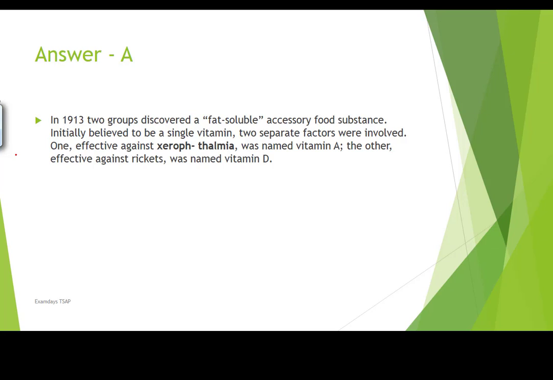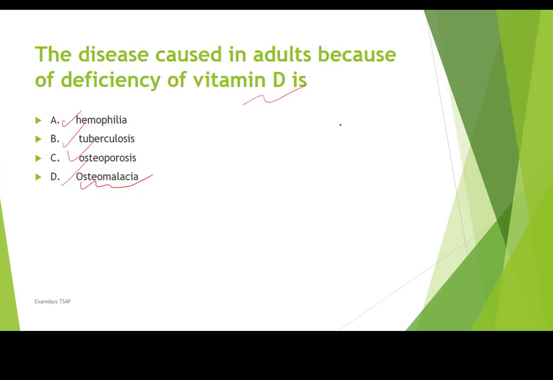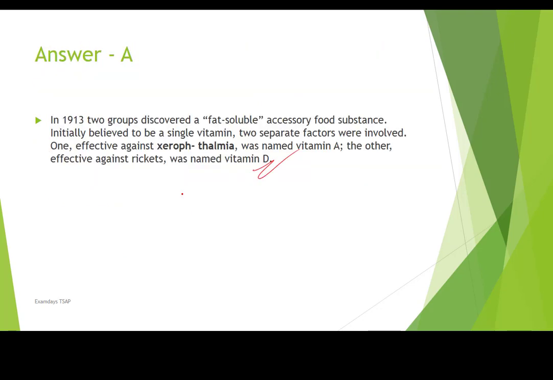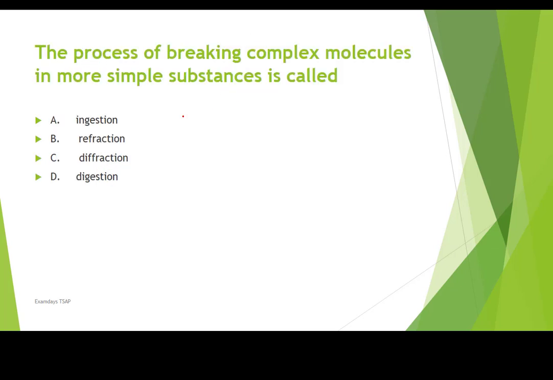It was an accessory food substance initially believed to be a single vitamin. Two separate factors were involved. The one effective against xerophthalmia was named vitamin A. The other, effective against rickets, was named vitamin D. So here is the previous bit you can understand. Vitamin D affects rickets, while vitamin A affects the eyes. Okay, this fat soluble vitamin comes under vitamin A.